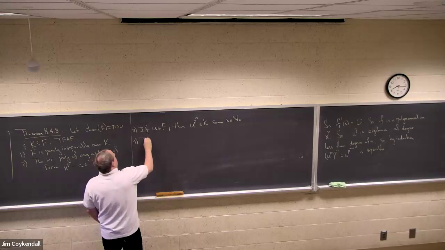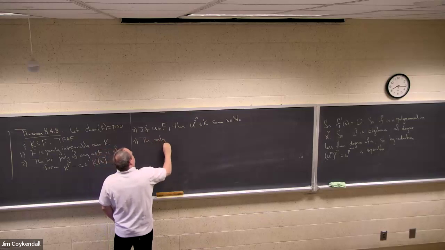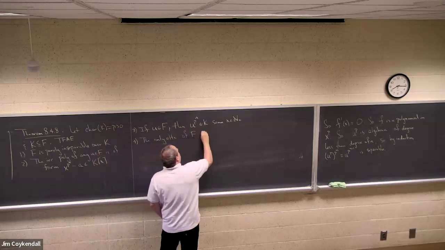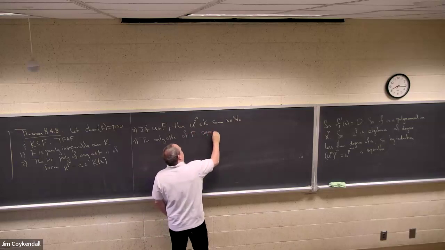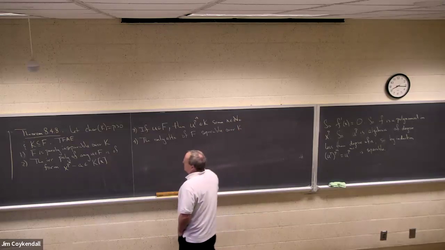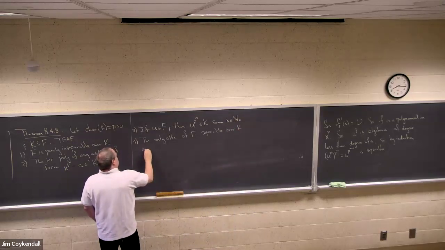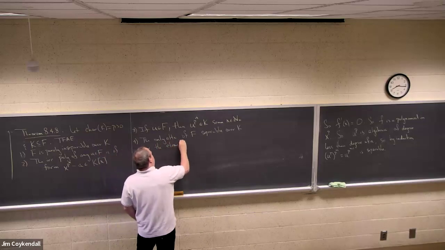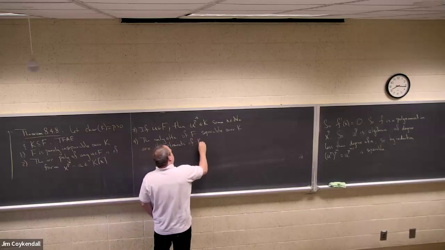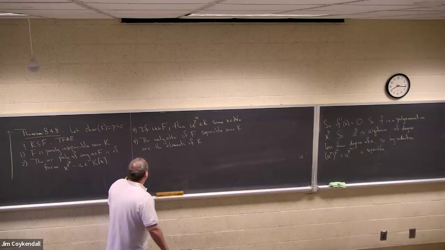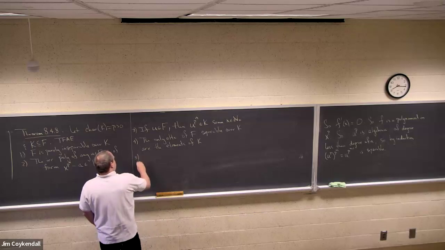4: the only elements of F separable over K are the elements of K. And 5: F is generated over K by a set of purely inseparable elements.